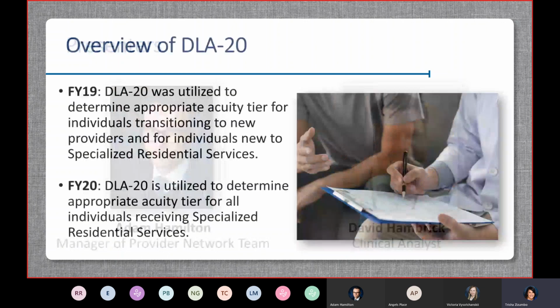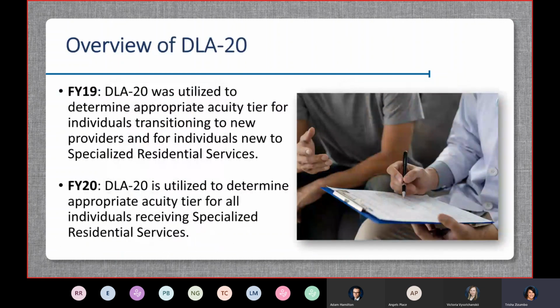All right, good morning. Quick overview of the DLA 20. The DLA 20 was utilized to determine the appropriate acuity tier for individuals transitioning to new providers and for individuals new to specialized residential services. In FY20, the DLA 20 is utilized to determine the appropriate acuity tier for all individuals receiving specialized services in our network.